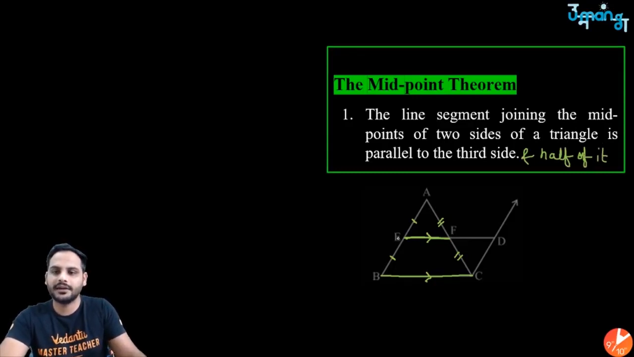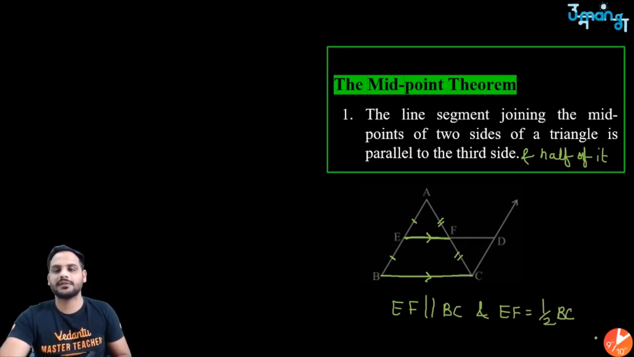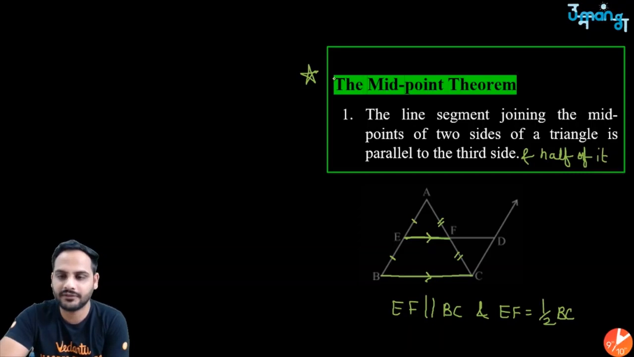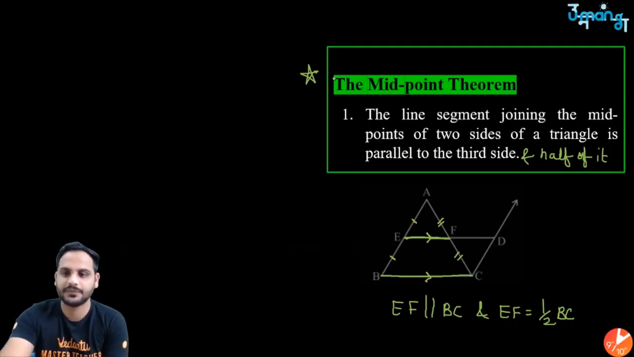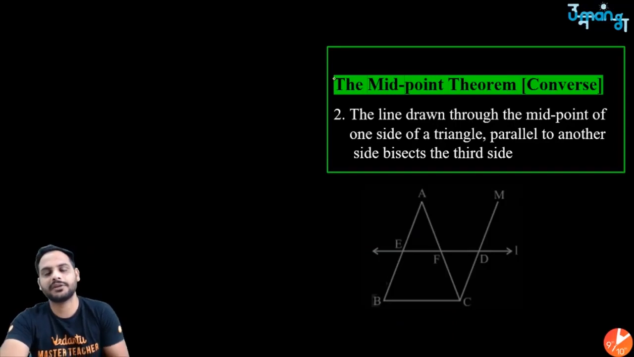So EF and BC will be parallel, and EF will be half of it. That is, if E is the midpoint of AB and F is the midpoint of AC, we can say EF will be parallel to BC and EF will be half of BC. This is your midpoint theorem, a very important part of this chapter. Okay. After that comes the converse of the midpoint theorem.